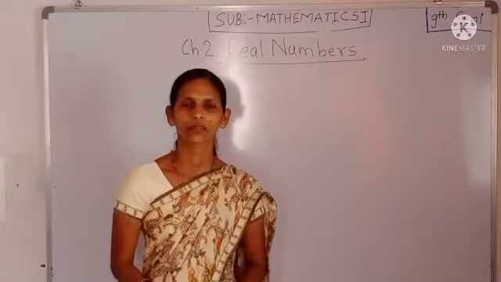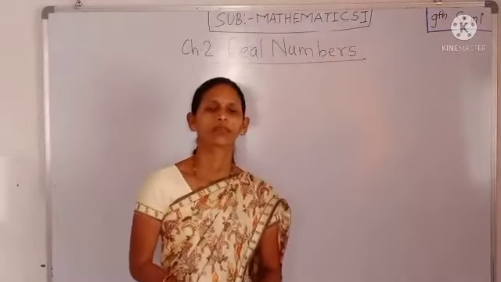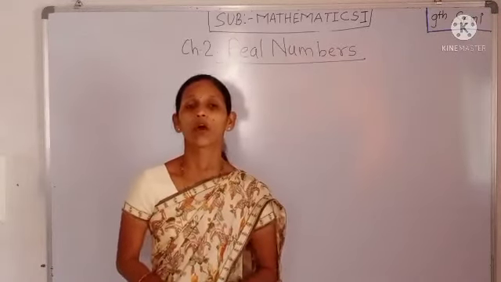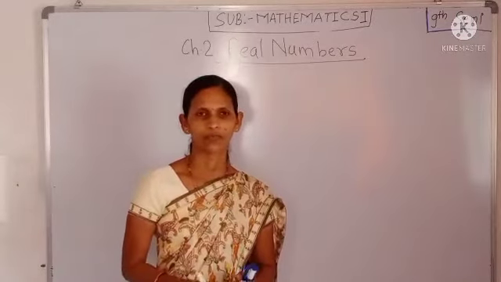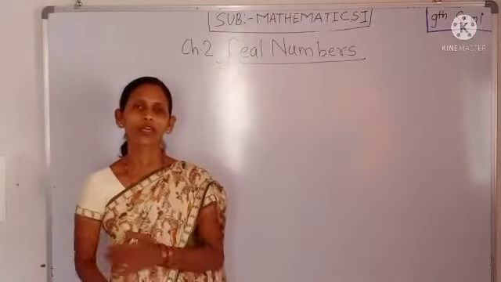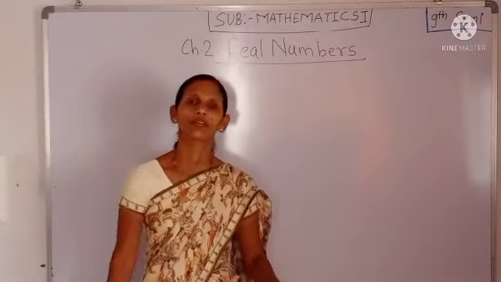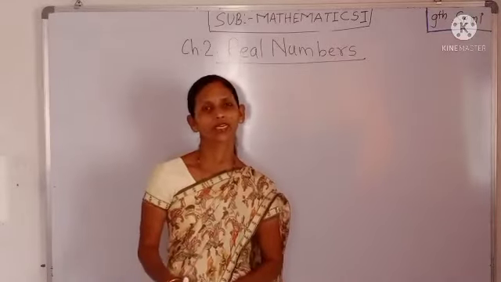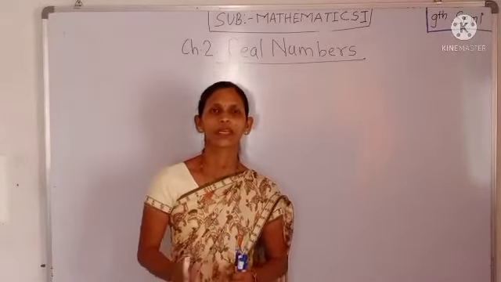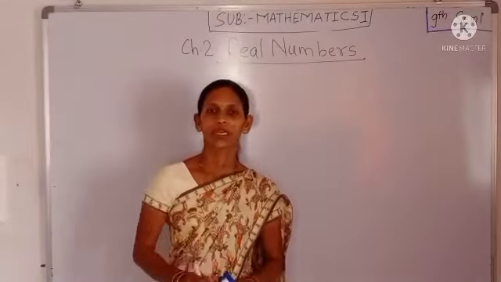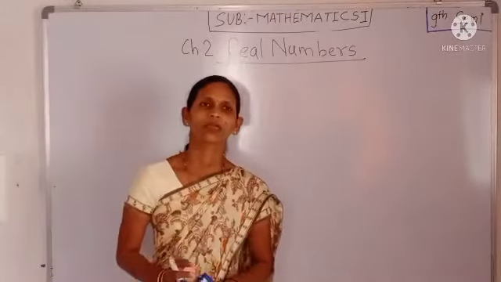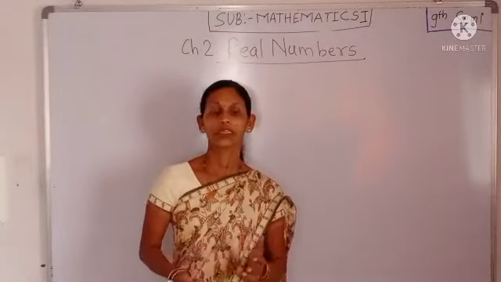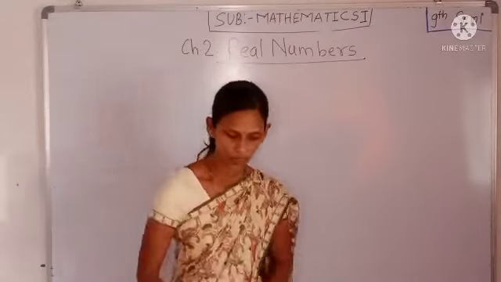Hello students, in the previous lecture we studied a few properties of rational numbers and their order, that is, comparison between rational numbers. The examples based on those properties of rational numbers have already been solved in the previous lecture. Today we are going to study the different forms of rational numbers.